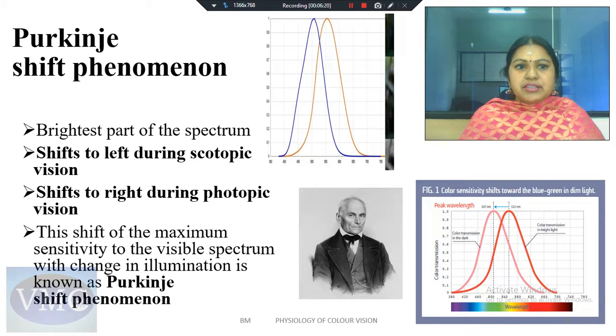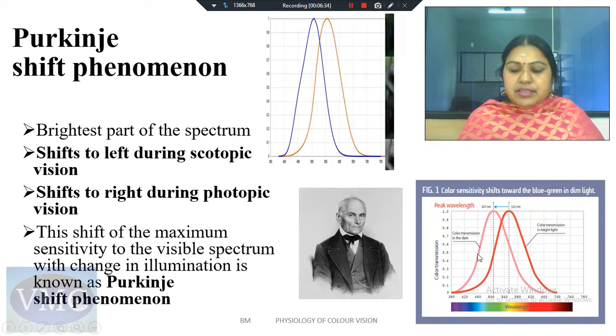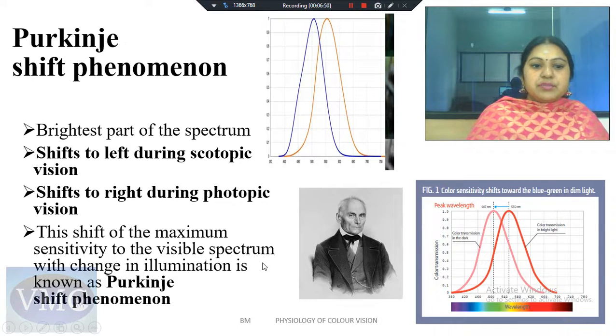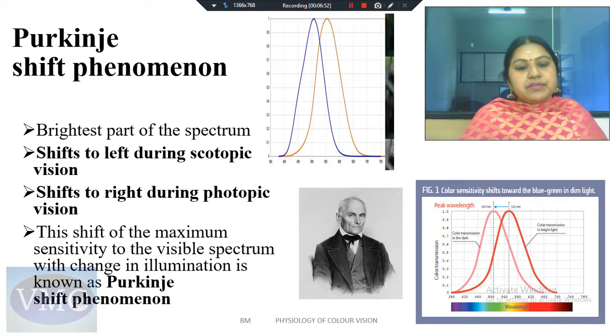This change and shift of the brightness of the spectrum is called the Purkinje shift phenomenon. Shift to the left occurs during scotopic vision, shift to the right occurs during photopic vision. So you can see here color determination in the dark comes to the blue range, and during the day it goes towards the red range. So there is a shift to the right during the day and a shift to the left during the night. This shift because of the illumination is known as the Purkinje shift phenomenon.